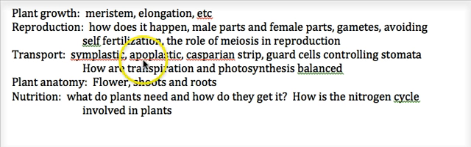Transport, symplastic and apoplastic, Casparian strip. So that picture to understand what's going on there. Also that guard cells are controlling the stomata, and how are transpiration and photosynthesis balanced. Alright, so that's a tricky one to find out. Plant anatomy, understand the flower, the shoots and roots. And for nutrition, what do plants need and how do they get it? How is the nitrogen cycle involved in plants?